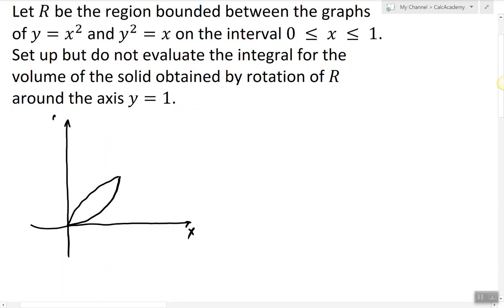And we're going to be rotating this region around the horizontal line y equals 1, and the solid of revolution will look something like this.